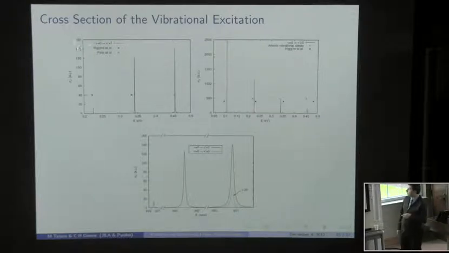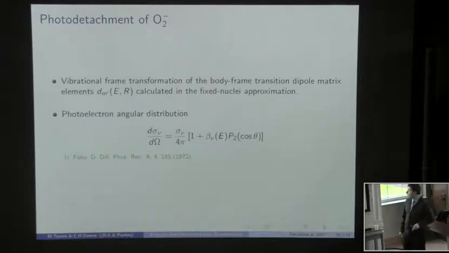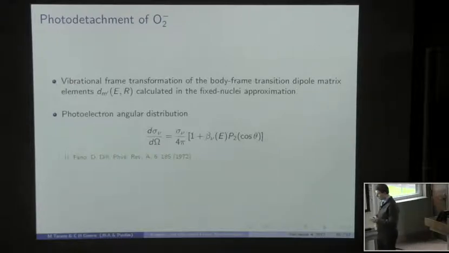And here is a comparison with the previous theoretical work that employed the non-adiabatic R matrix theory for the nuclear motion, and with the fields experiment. Oh, I just forgot the reference. It's a paper from 1990. So here you can see the comparison with those results.